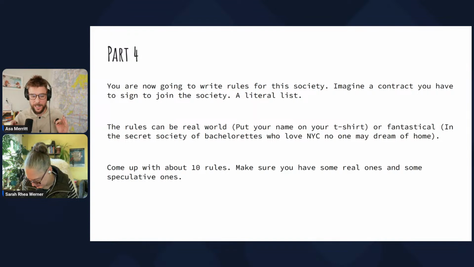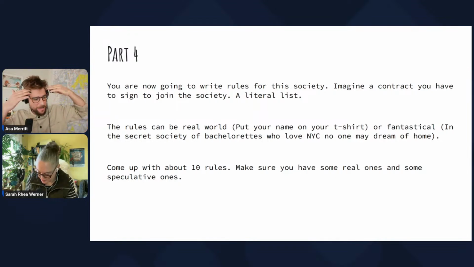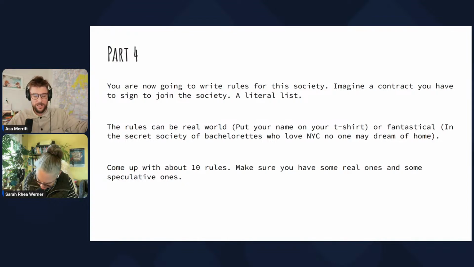You're now going to write the rules for your imaginary society. Imagine this is a list of rules on a contract. Remember, you're the president of this secret society, and there's a new member coming in, and you put this contract in front of them with the list of rules. What I recommend for this exercise is to generate a list of 10 such rules.